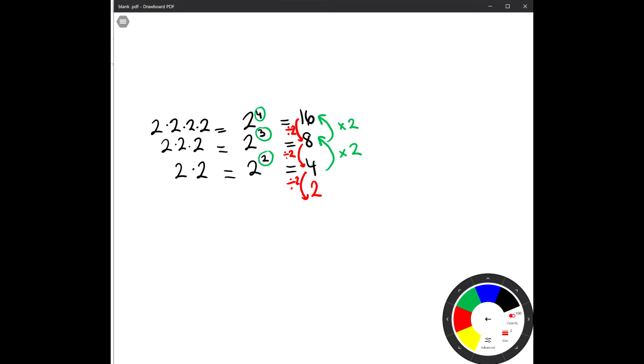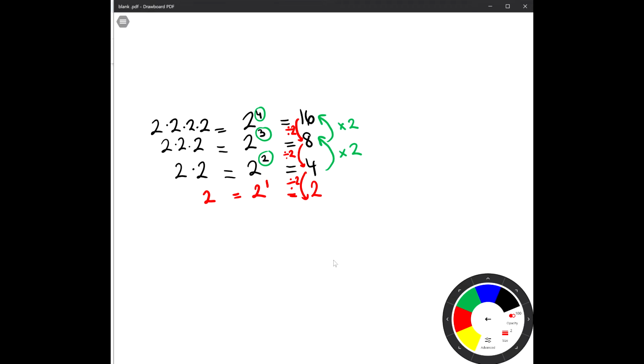And also, if I follow the pattern right here, since I have exponents 4, 3, 2, now if I follow the pattern, I will have 2 raised to the 1st power, because I go backward. If I go forward, it's increasing. If I go backward, it will be decreasing. And yes, it's only 2 right here. So 2 raised to the 1st power is also equivalent to 2 by itself. Okay?